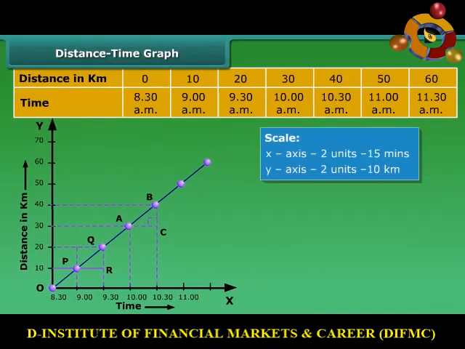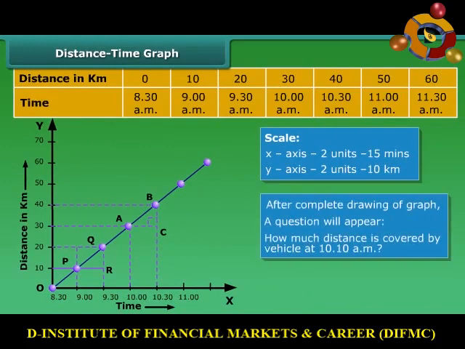Now plot the points on the graph paper, each point representing a specific combination of distance and time values. Join all the points on the graph to get a linear distance-time graph, which shows that the vehicle is moving at a constant speed. From this graph, we can calculate the distance covered by the vehicle at a particular moment. We can calculate the time at a particular distance from the starting point. In the same way, we can calculate speed also.